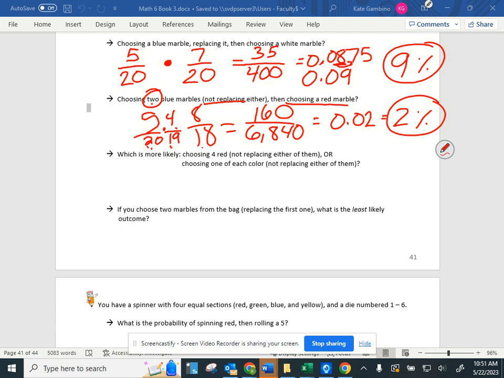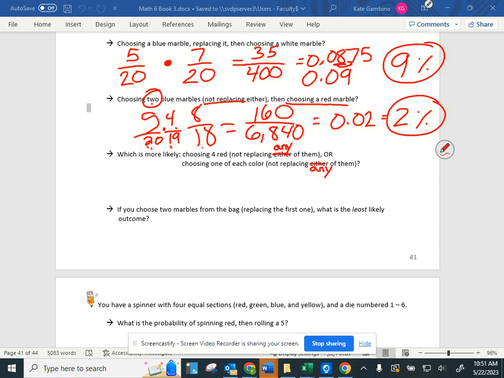So which is more likely, choosing 4 red, not replacing, use the word either, that means it's only 2, but we're choosing 4, so not replacing any of them, or choosing 1 of each, not replacing any of them. So not the word either, that was the wrong word choice. Either means it's either or, there's only 2. So we have more than 2, so we use any. So which is more likely, choosing 4 red, not replacing any of them, or choosing 1 of each color, not replacing any of them?